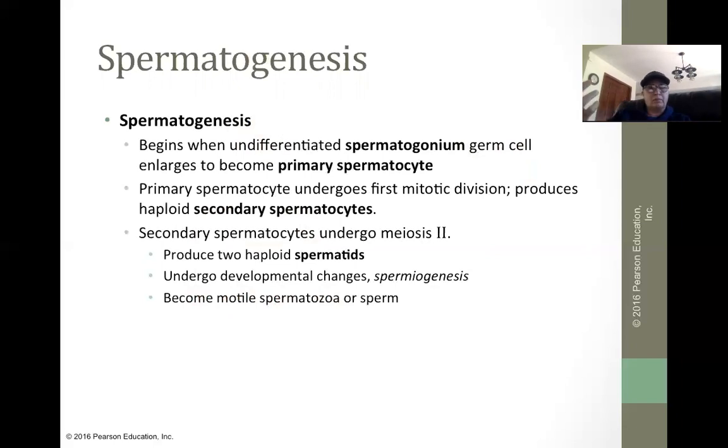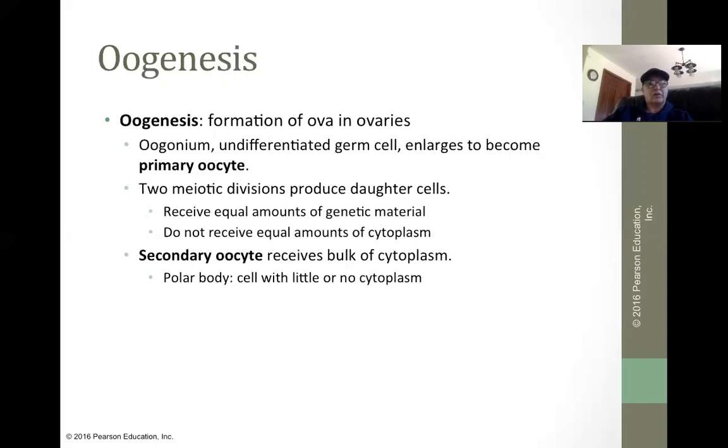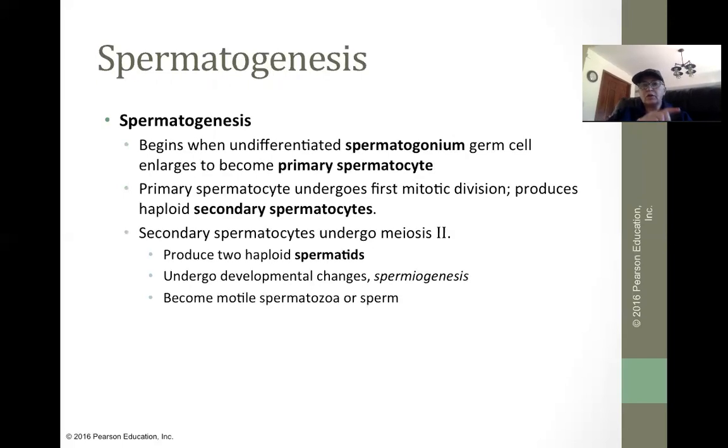But the basic idea here is that it produces motile spermatozoa, or sperm, and it uses the processes of meiosis too. Oogenesis we've already talked about. One of the other interesting things about this: if you look at a sperm, and you can Google this and get a picture, it's basically three parts.